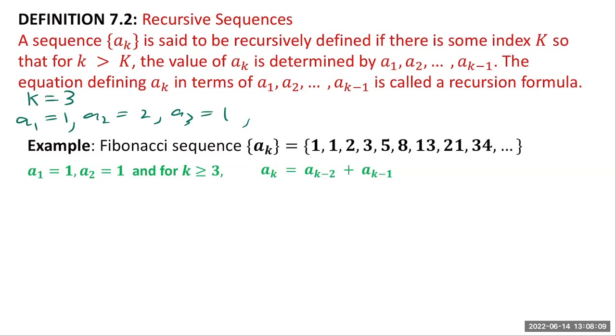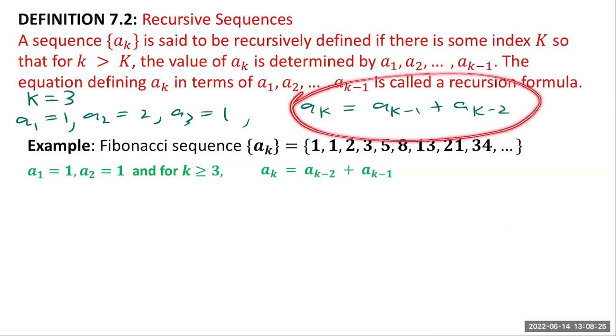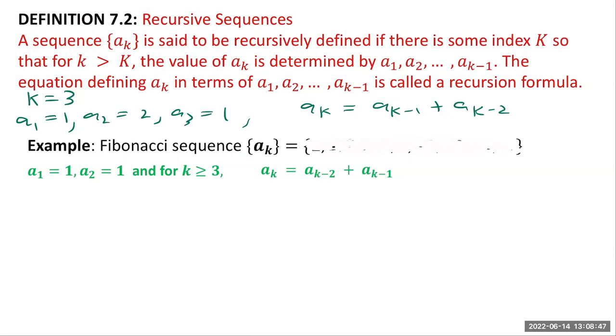A relationship is given. That relationship could take different forms, of course. For example, a_k equals a_(k-1) plus a_(k-2). This kind of relationship is given to calculate the remaining terms of the sequence. All right. To get a solid idea about what I'm talking about here, let me walk you through an example. Let me erase this sequence so that I can show you how we generate this sequence.